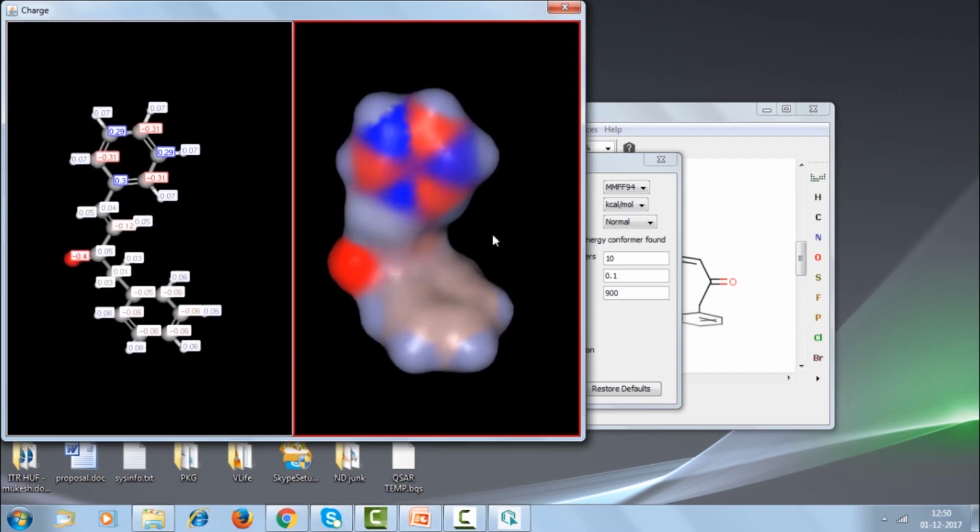So we can see the charge distribution on the molecule. There are some negative regions here because of the double bond, that is contributing to that, whereas this is totally positive.